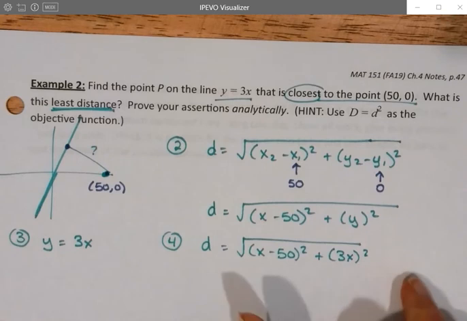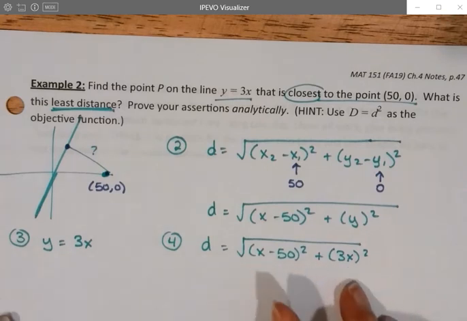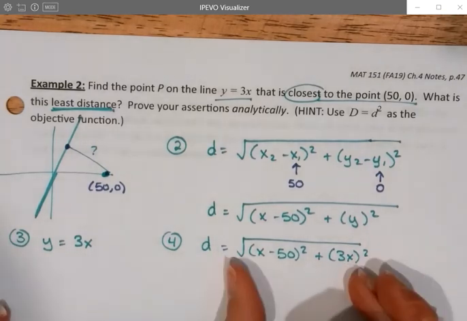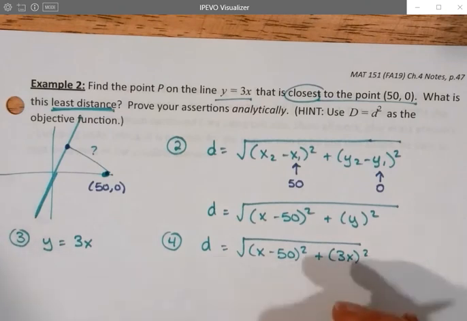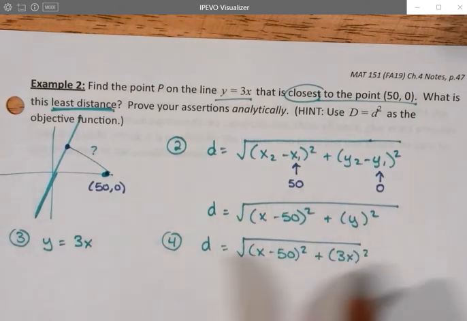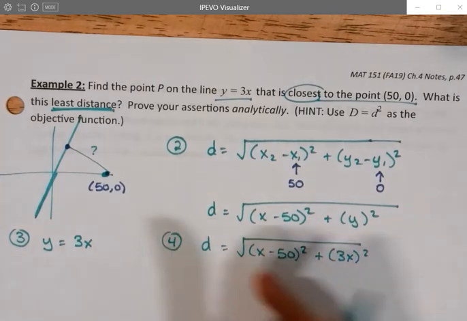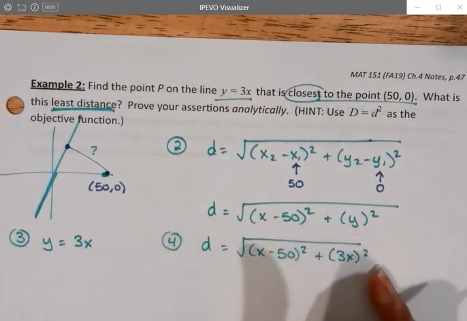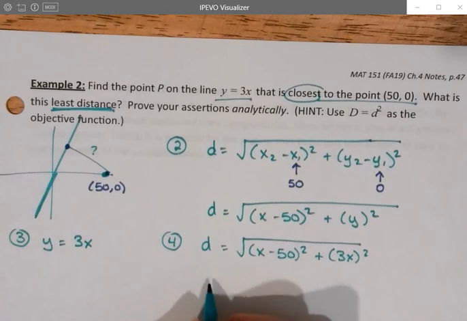Now, I'm going to eventually take the derivative of this when I get to step 6. To take the derivative of this square root as it is, I'm going to have to chain rule it. So I'm going to have a 1/2 power, all that to the negative 1/2 power, and then the derivative of the inside. It's going to be a pretty messy derivative. The hint is just to square both sides and use a capital D for the square of distance instead.